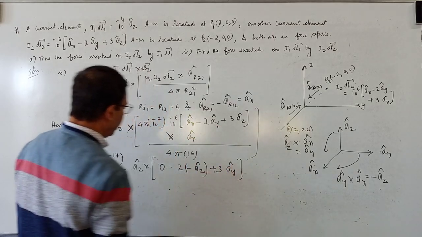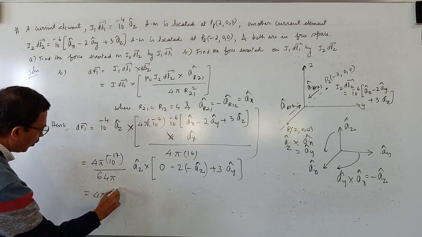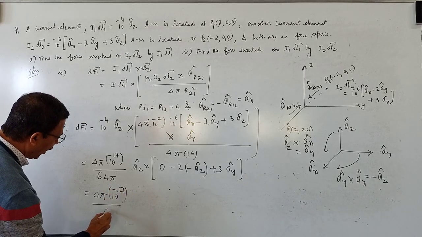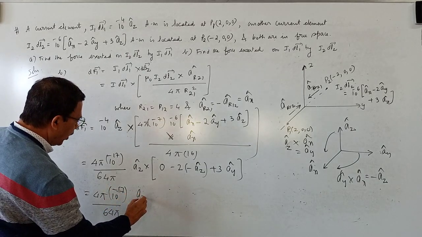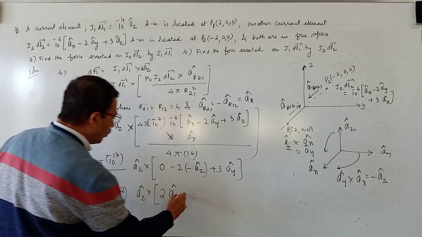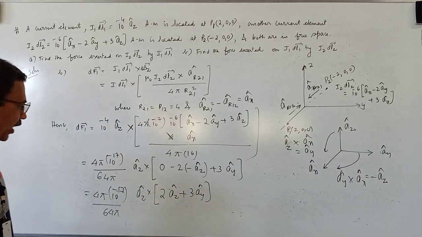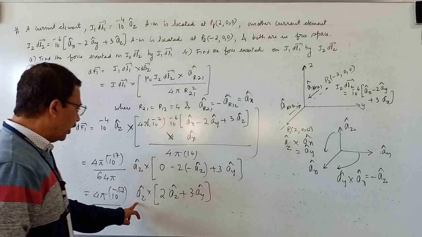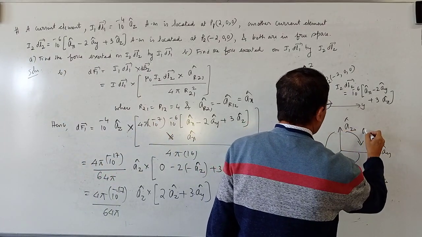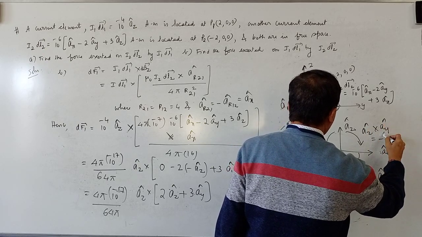This is the expression. So this is nothing but 4 pi into 10 to the power minus 17 divided by 64 pi, Az cap cross 2 times Az cap plus 3 times Ay cap. Az cap cross Az cap is 0. So Az cap cross Ay cap is equal to minus Ax cap.